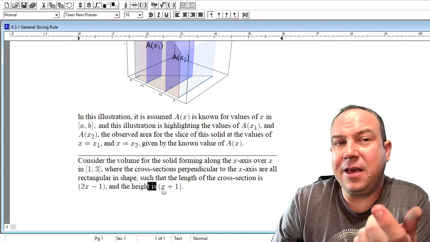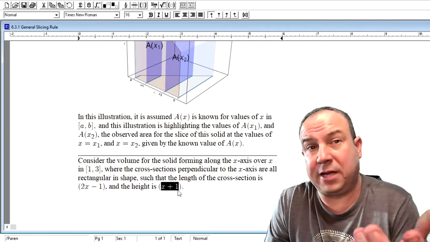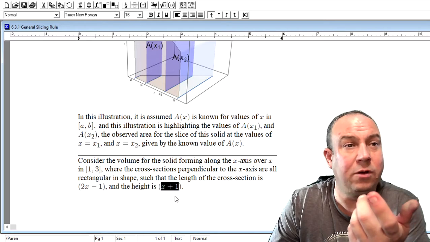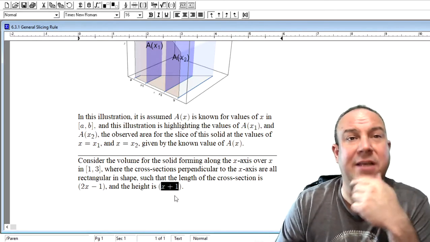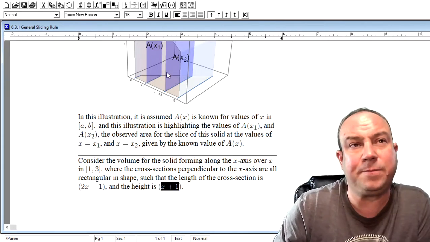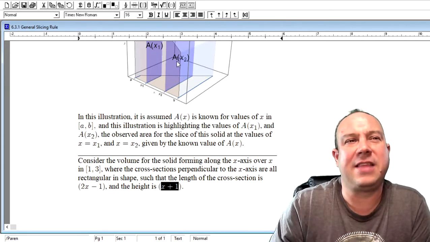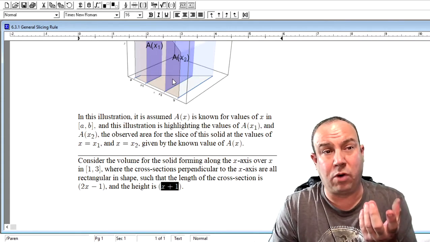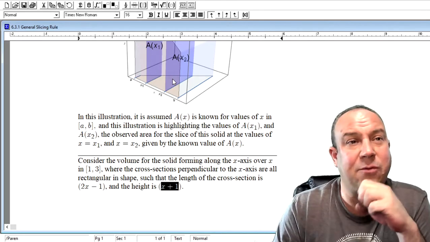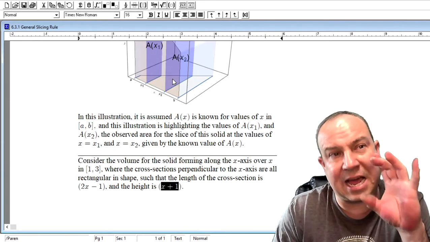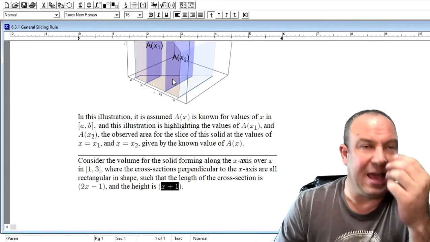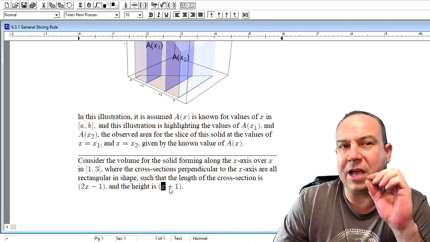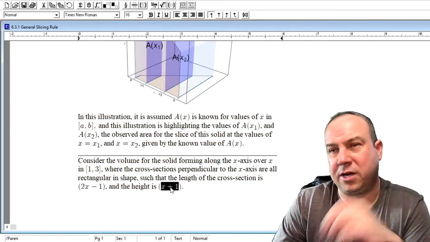As for the height, it is described by the measurement x plus 1, again referring back to its location along the x-axis. And if we were again at the value of 2, what would be the height? The height would also be 3. So the area of that one little rectangle occurring at that location in space would be 3 units in length and 3 units in height, so it would make 9 units squared in its area. And those cross sections vary with respect to x based upon this relationship, 2x minus 1 and x plus 1 respectively.